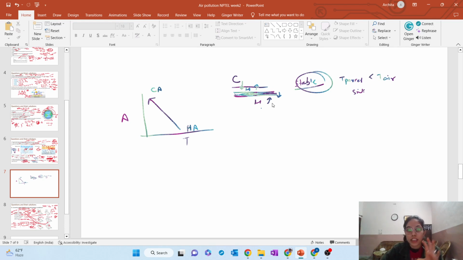When this sandwich sort of structure is formed in the atmosphere because of a sudden change in temperature, a stable atmosphere is created. This leads to inversion. Now inversion has different types. Ground inversion is when the inversion is due to the heating of the surface.